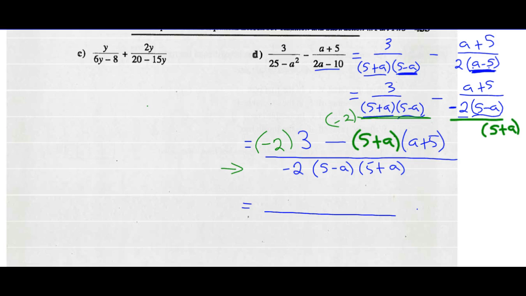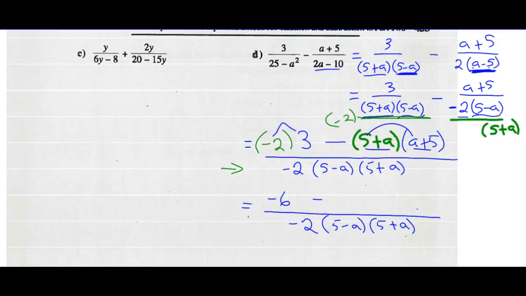So let's keep that common denominator, negative 2 times 5 minus a times 5 plus a. And let's expand out and combine like terms in my numerator. So negative 2 times 3 is negative 6. Subtract 5 plus a times a plus 5. Well, these are really the same, a plus 5 times a plus 5. But let's expand that out and see what we get.